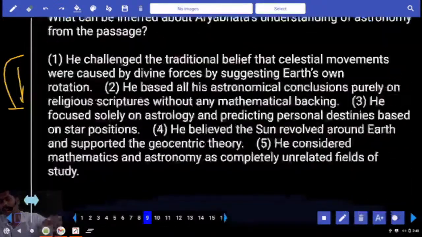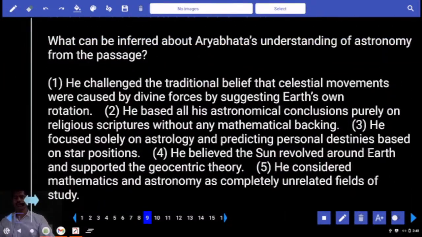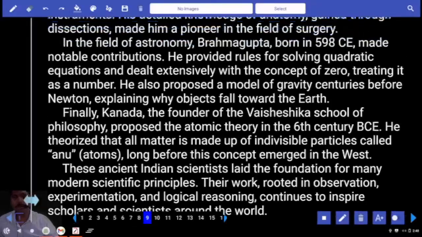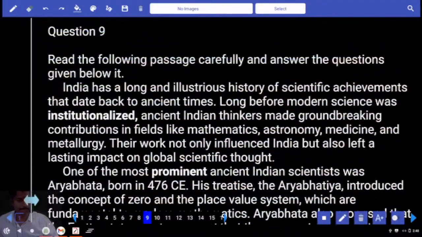Please show me the answers. What can be inferred? Infer is nothing but conclusion, conclude. What can be concluded about Aryabhatta's understanding of astronomy from the passage? Where is this? Aryabhatta.